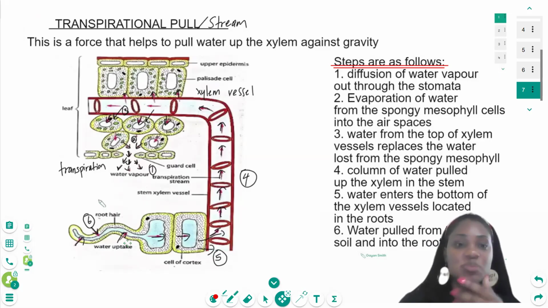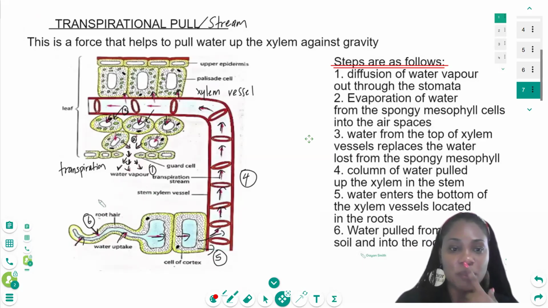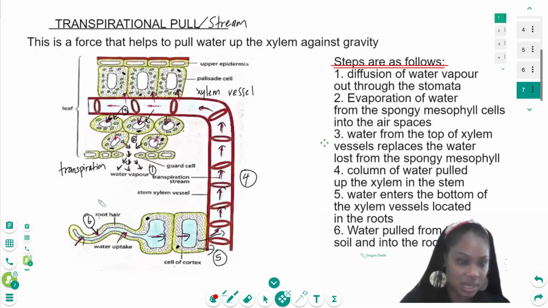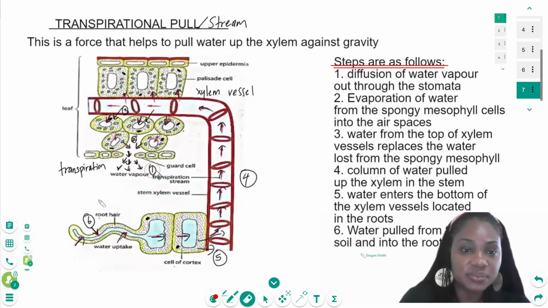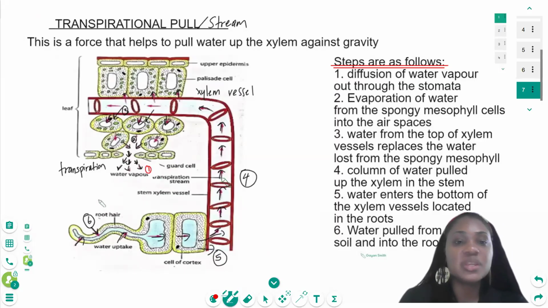All right, so here is the transpirational stream. As I said, the diagram is there to illustrate the point. And I did it like this because, maybe you can't see the numbers that clearly, but number 1 is actually right here. And I wouldn't necessarily tell you that you have to draw this diagram right now. This is mostly for illustration, all right?